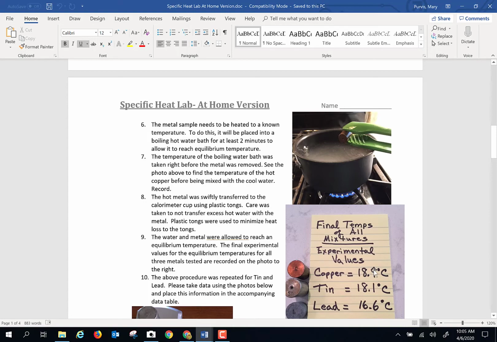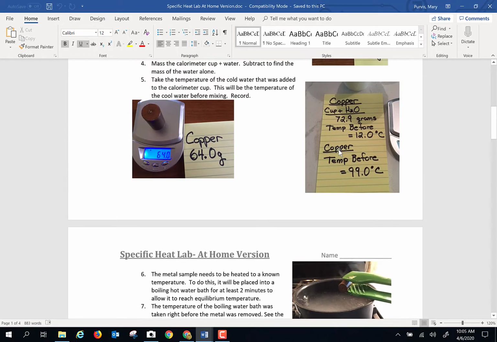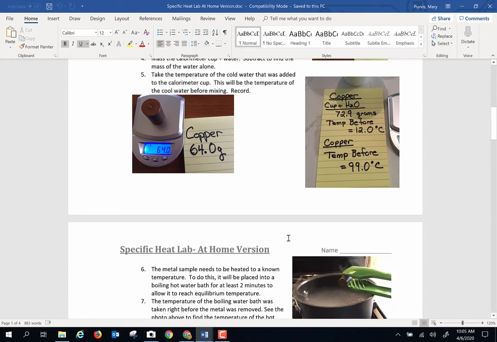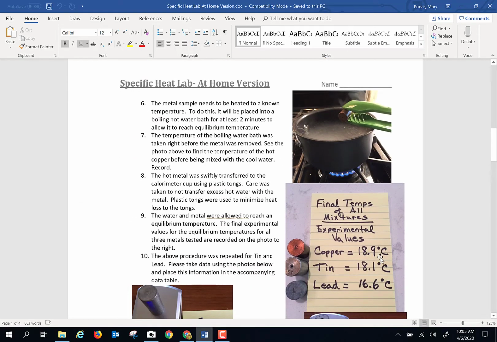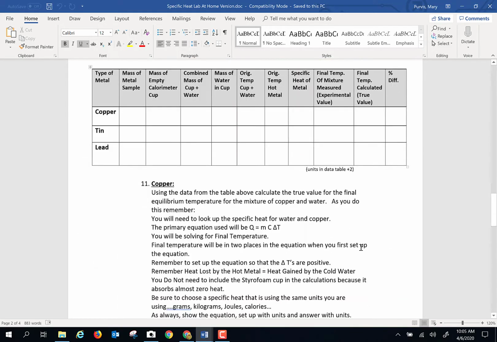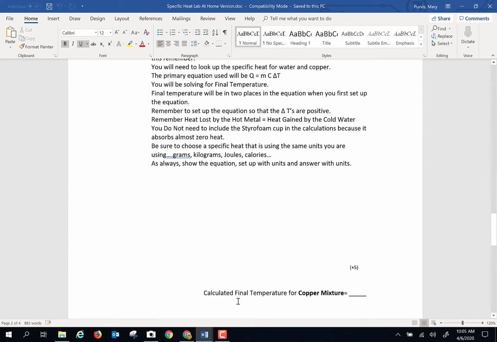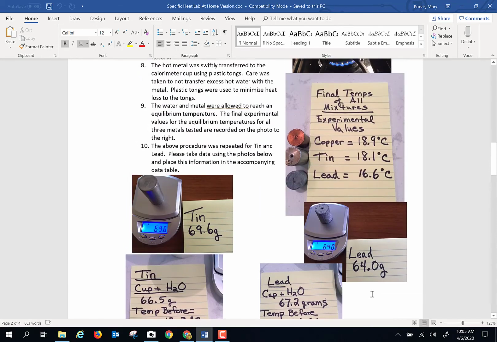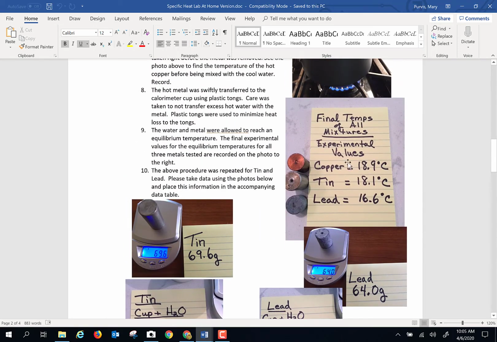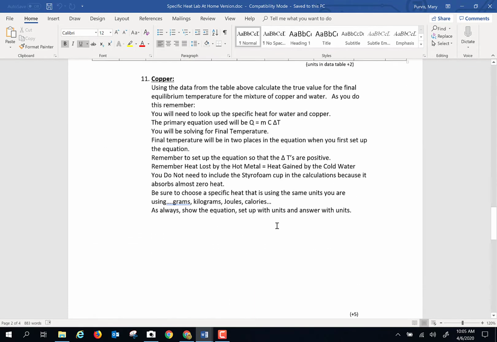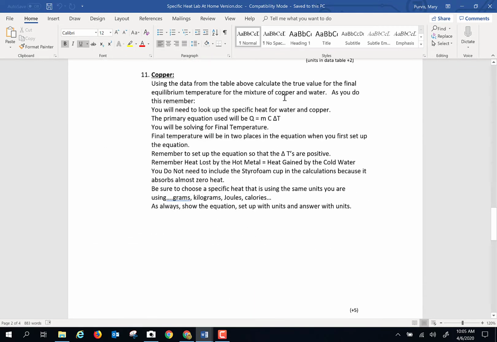And the final temperature of the mixture of the piece of hot copper plus the cup and water, the equilibrium temperature for copper, was 18.9. Now, here's what you're going to do. You're going to do the math, and you are going to calculate the final temperature of the copper mixture. Now, I just took the final temperature as 18.9. You are going to mathematically solve for final temperature. There were multiple example problems that we did doing this. So use the data that I have photographs to show you.